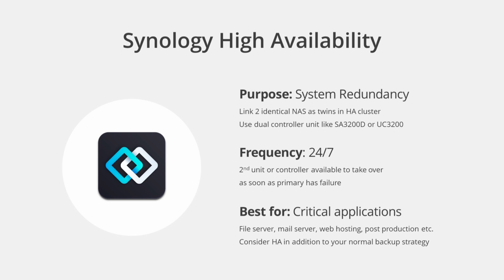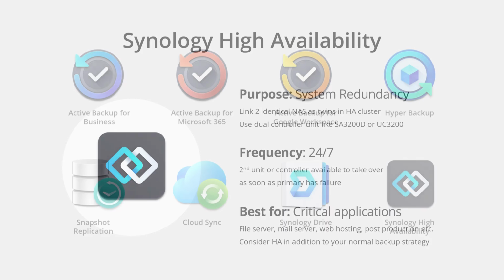We also have a couple options with built-in high availability. We have the SA3200D, which is a fully functional NAS with the active-passive relationship, and we have the UC3200, which is an active SAN for mission-critical environments. Now you should consider high availability if you have a critical environment such as a file server, mail server, web hosting, post-production, etc. And this configuration should be part of your normal backup strategy.